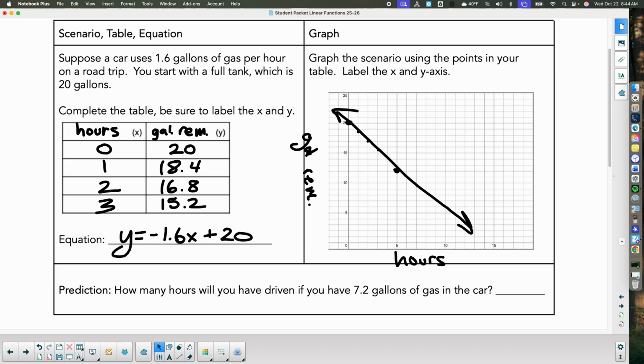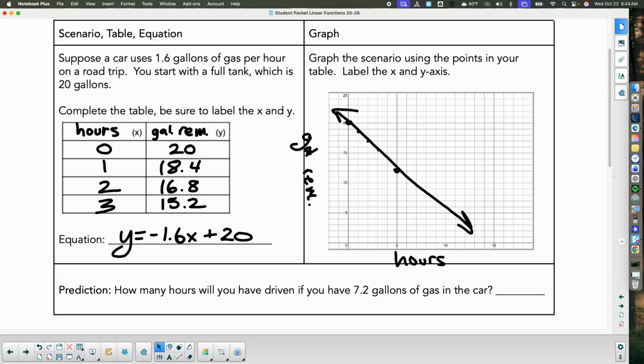Okay, I think I can probably answer my other question now. Peyton, who's gonna help me with that? Who didn't go yesterday? Nora? Okay. Nora says how many hours will you have driven if you only have 7.2 gallons of gas left in the car? Where do I look on the graph for that?